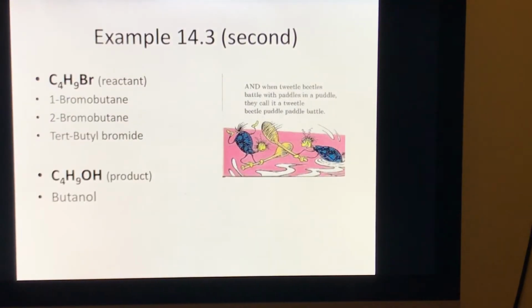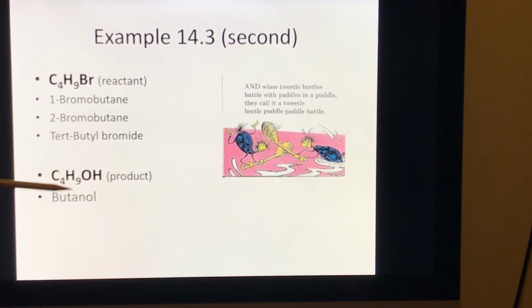All right, let's look at our second problem on this example. Here we have C4H9Br, that's one of our reactants. It could be known as 1-bromobutane or 2-bromobutane or tertiary butyl bromide.